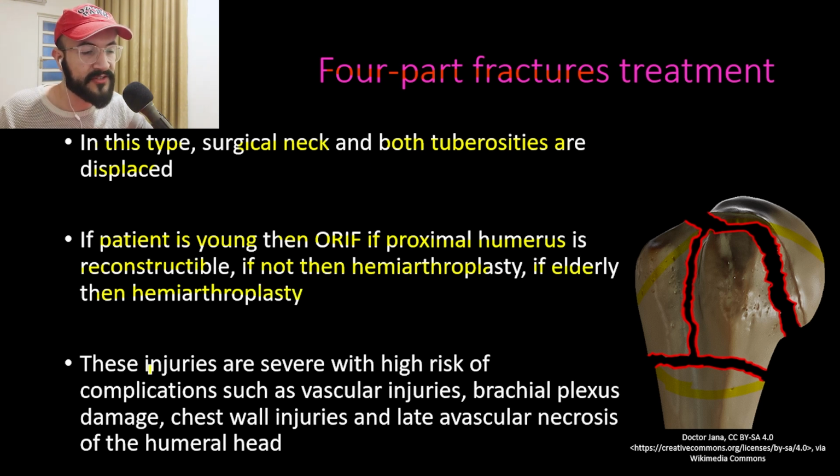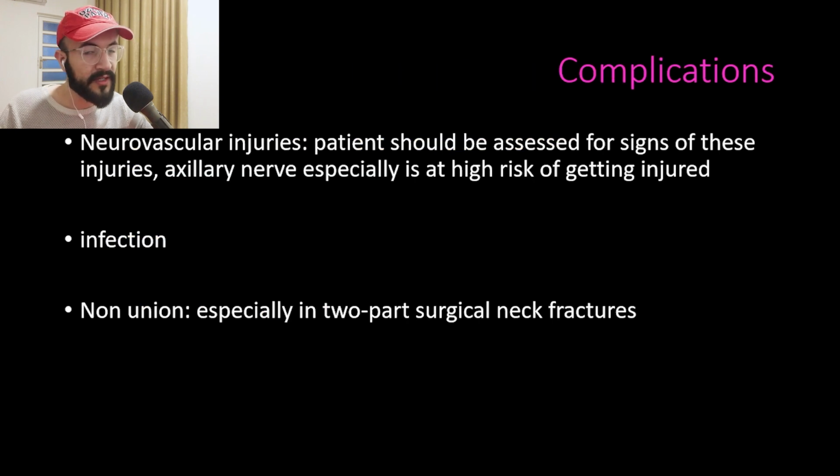Now, the four-part fractures are severe injuries with a high risk of complications such as vascular injuries, brachial plexus damage, chest wall injuries, and late avascular necrosis of the humeral head. Moving on to talk about the complications of the proximal humerus fractures. Complications include neurovascular injuries. The patient should be assessed for signs of these injuries by palpating the brachial artery, to make sure that there is no axillary artery injury, and a neuro exam is done to check for brachial plexus injury.